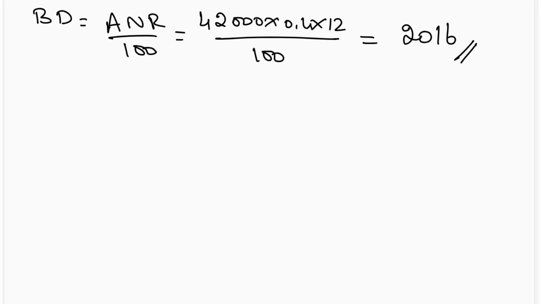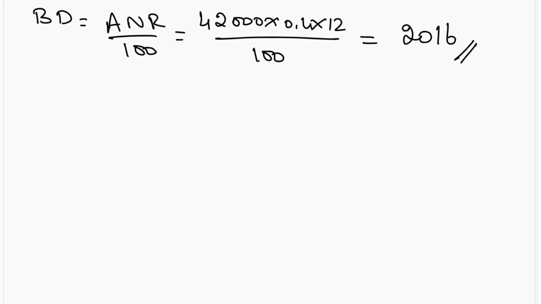Now first we need to find out banker discount. The banker discount formula will be ANR by 100. You all know, you substitute the values and simplify. You multiply the numerator and divide by the denominator, and you will get 2016. That will be the answer.